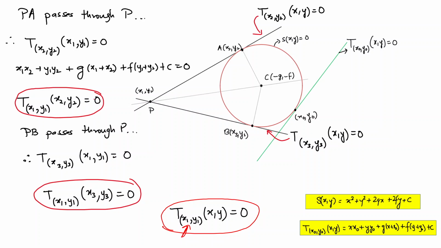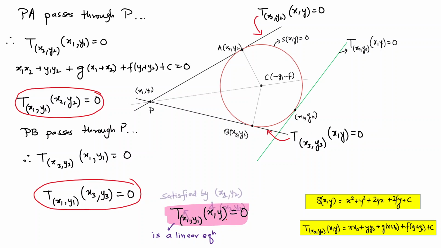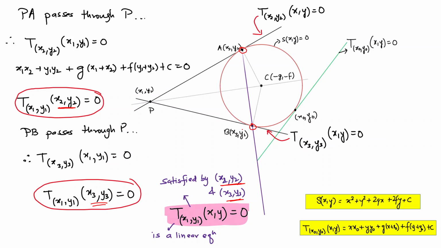So if you look at these two circled expressions here, first of all, this expression which we have written here is a linear equation, right? This expression is a linear equation, and it is being satisfied by 2 points x2 y2 and x3 y3. What does this mean? It's an equation of a line passing through the points x2 y2 and x3 y3. So which is the chord of contact? So this equation must be the equation of this line, right?